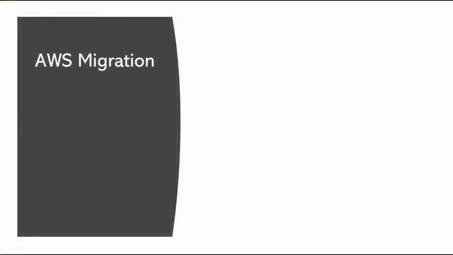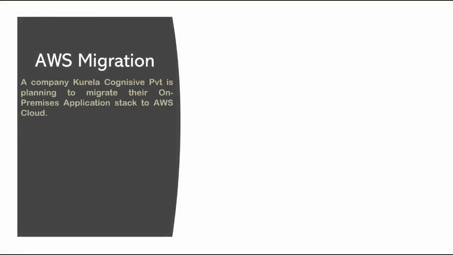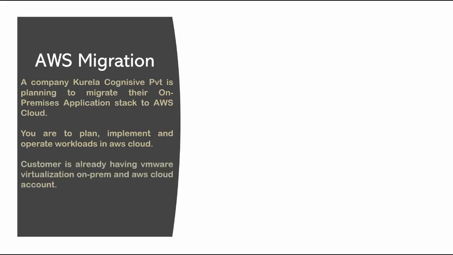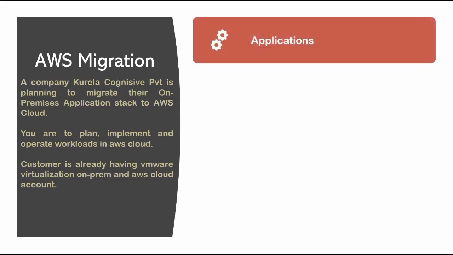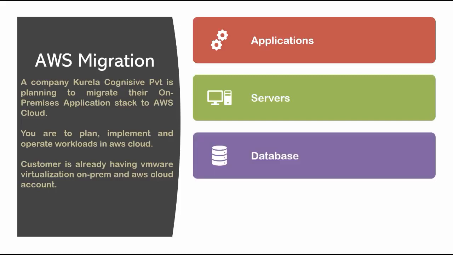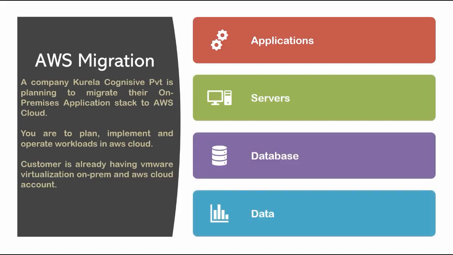To talk about the migration scenario, I have a customer, a company called Kurela Private Limited, that is planning to migrate their on-premises application stack to the AWS cloud. You are to plan, implement and operate the workloads in the AWS cloud. Kurela Private Limited already has on-premises VMware implementations and an AWS account already created. We are to migrate the applications, servers, databases and the raw data, like I mentioned, which is a 360-degree view of the complete migration. What else do you expect, guys? This is 360. It involves everything that you need to move.